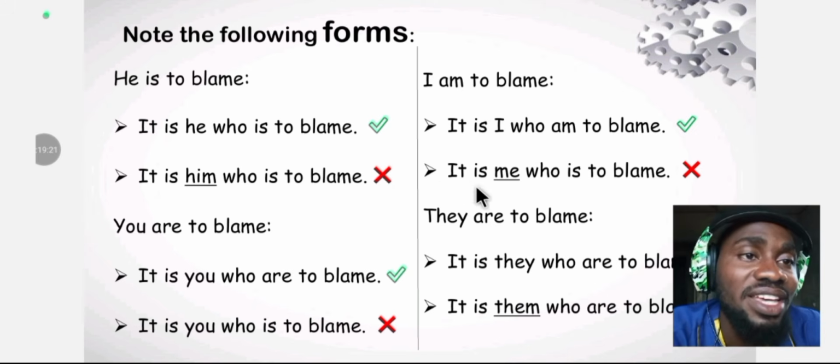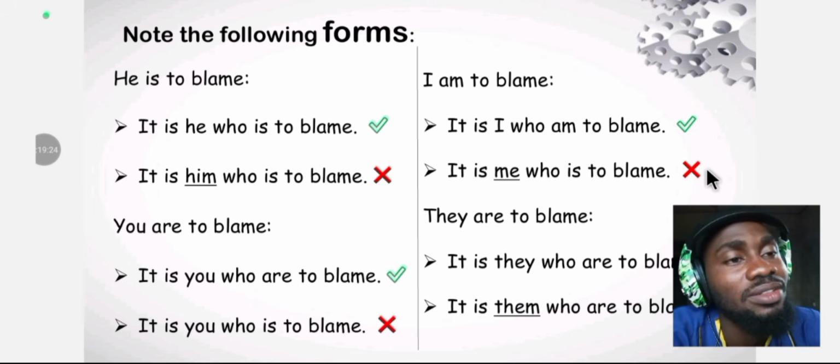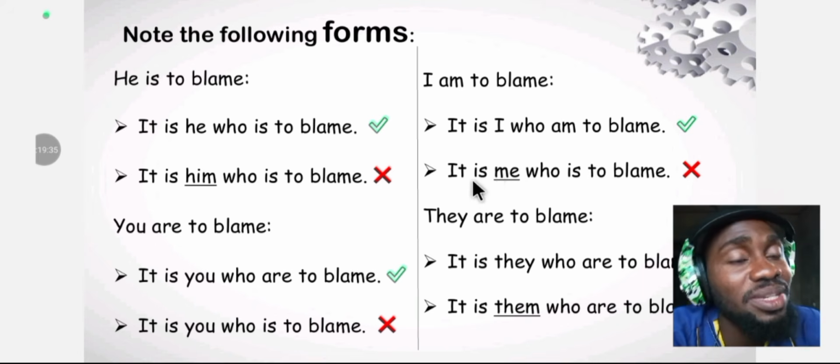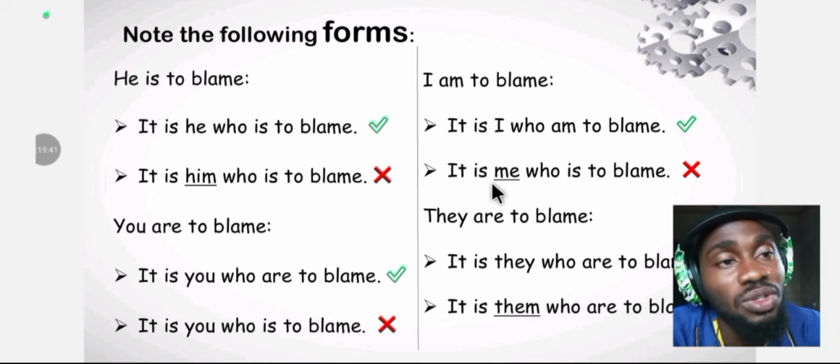Okay, looking at the next example here, "it is me who is to blame." Wrong. Why is it wrong? Because me here is a personal pronoun that occupies the object position, and the verb is and the other components does not go with an object position pronoun.